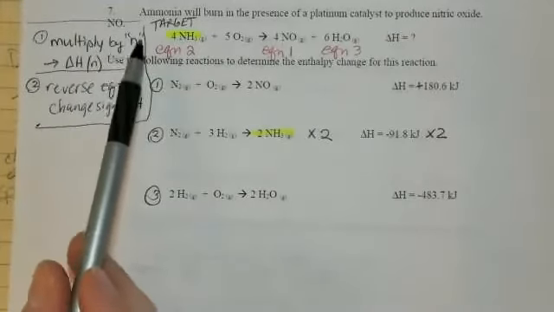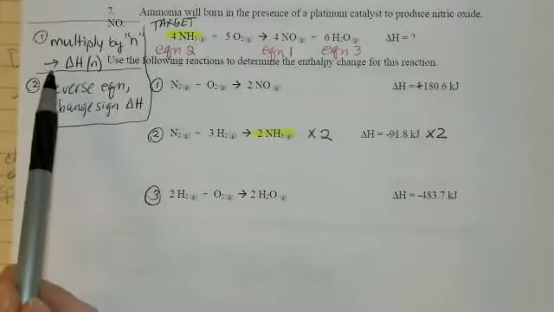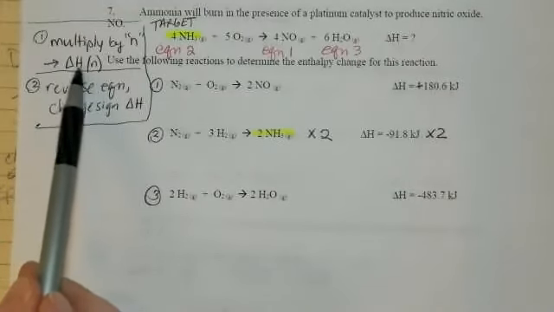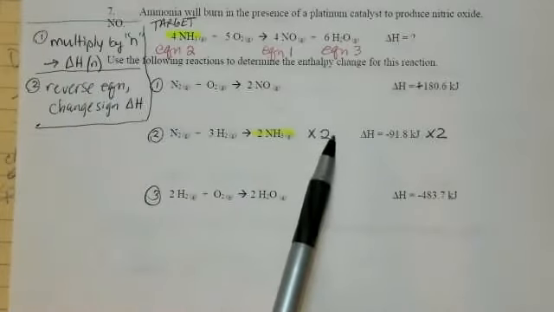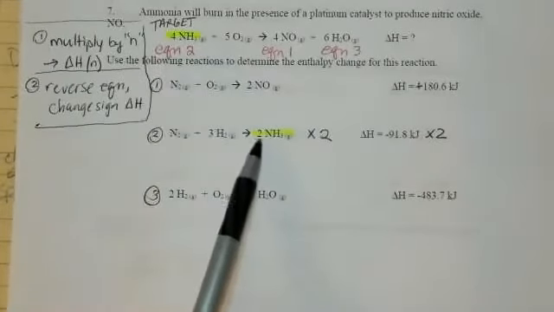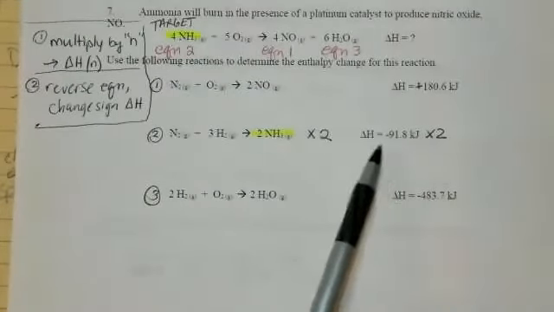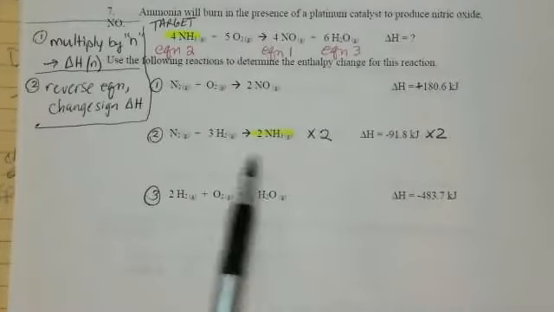If you multiply through by some whole number n, or it could be a fraction like a half, then also do the same thing with your delta H. So we multiply everything through by 2 because we want 4 ammonias. We only have 2 here. And we're going to have to multiply that delta H also by 2. So instead of -90, it'll be like -180, right?